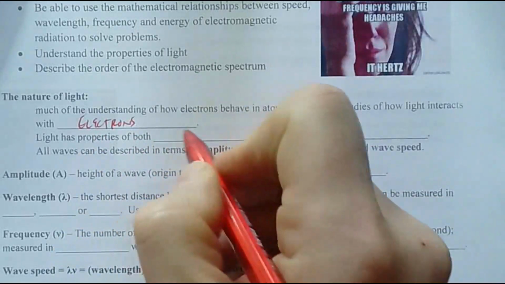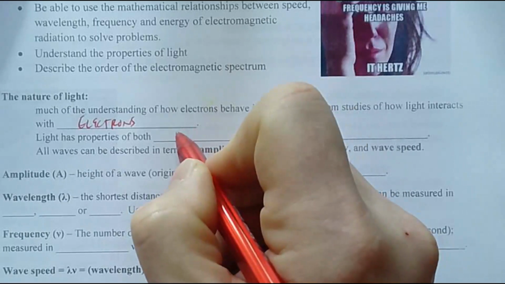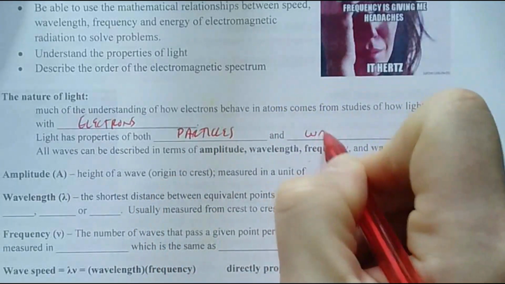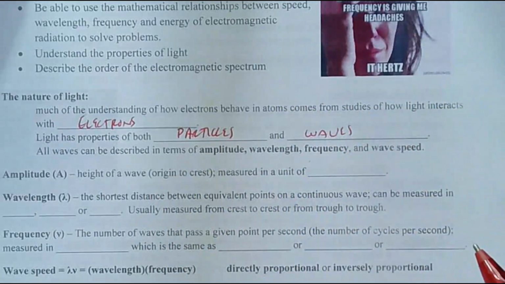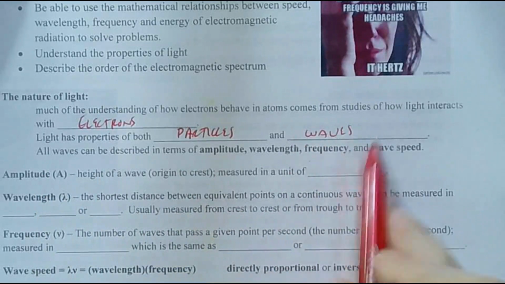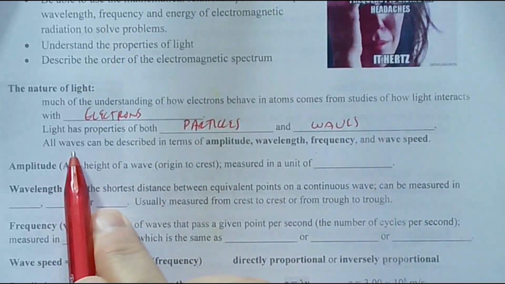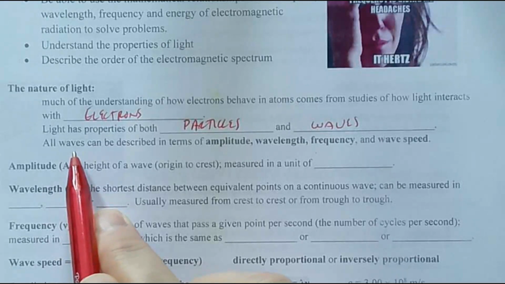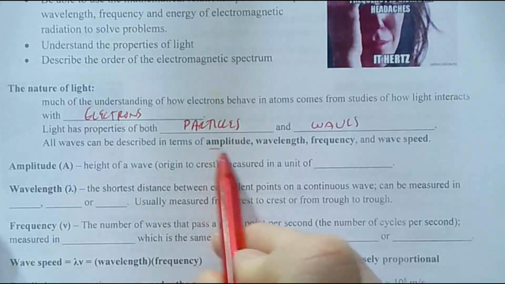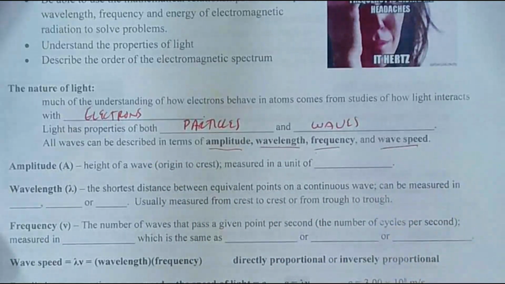And light is kind of unique in the sense it has both properties of particles and waves. And especially this wave portion of it, just like mechanical waves like you'd see on a lake or an ocean or a pond, all waves can be described in these various terms: amplitude, wavelength, frequency, and wave speed.